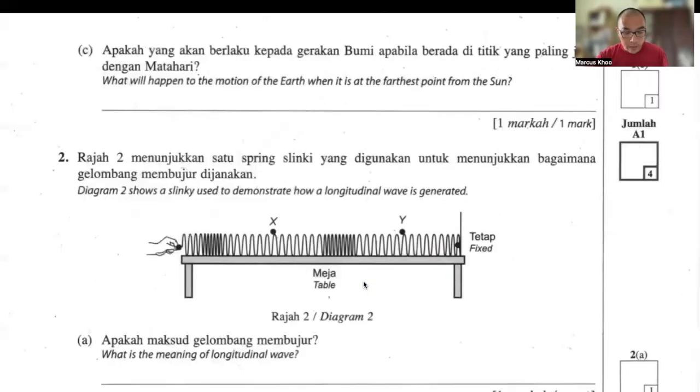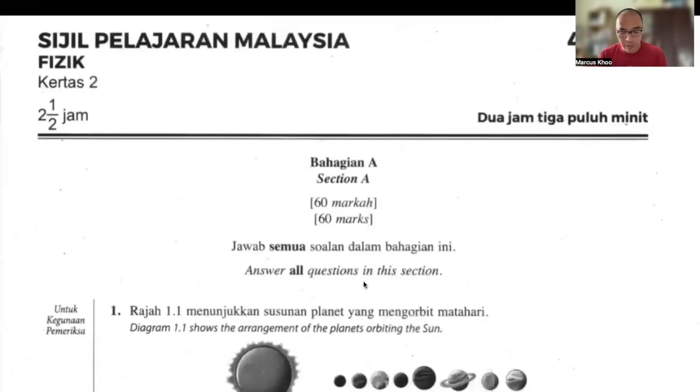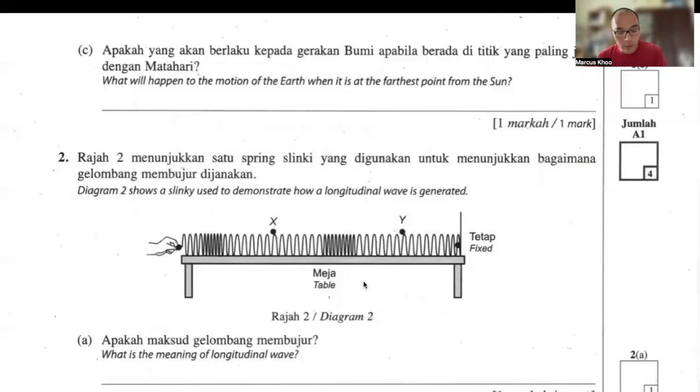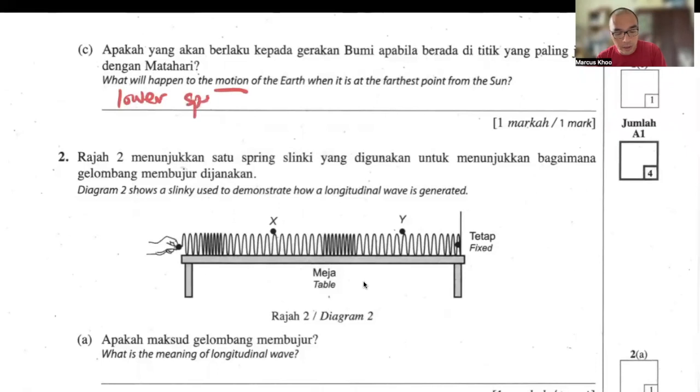Next, what will happen to the motion of the Earth when it is at the farthest point from the sun? This one is the law of areas. When it is further from the sun, let's say this is the sun and the planet is here, the further it is away from the sun, the gravitational pull is weaker, so it will move slower. The motion will be that it will orbit at a lower speed. Lower speed or lower velocity. Actually lower linear speed, but lower speed is also fine.